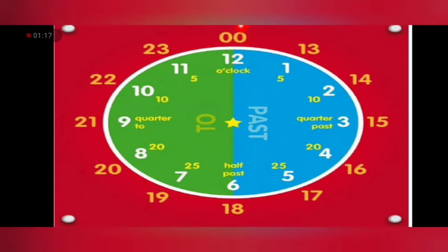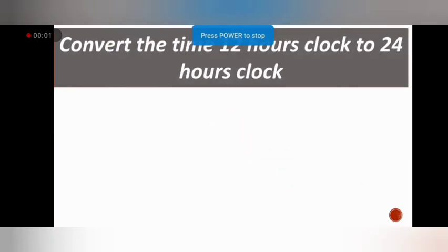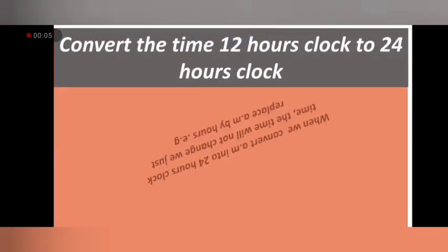But we write them 0, 0 because after 24, what comes after 24? 25. But there are only 24 hours in a day. So after 24, we will consider 0. Now let's convert the time 12 hours clock to 24 hours clock.